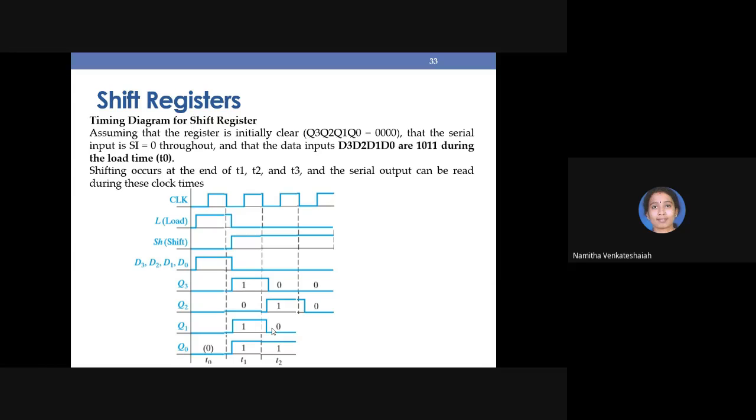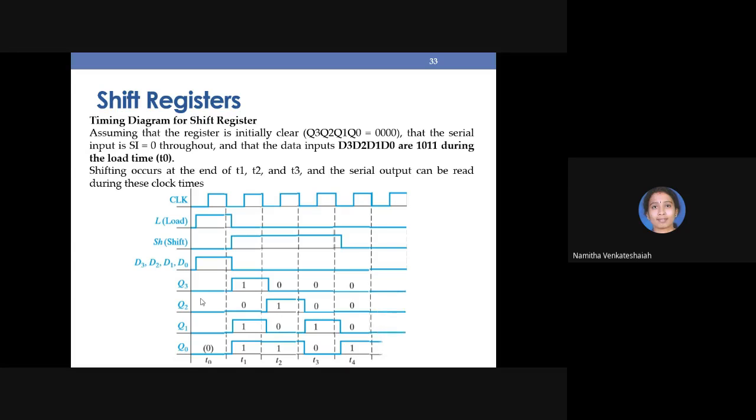Once again, the shifting is happening. SI is 0. Last bits we are losing. Here 1 we lost. Here once again 1 we lost. Now we will lose 0. Look here. But here once again the shifting is becoming 0. It will be retained with the same value. Same value will be retained. So look here, there is no change in the value of Q3, Q2, Q1, Q0 here and here.